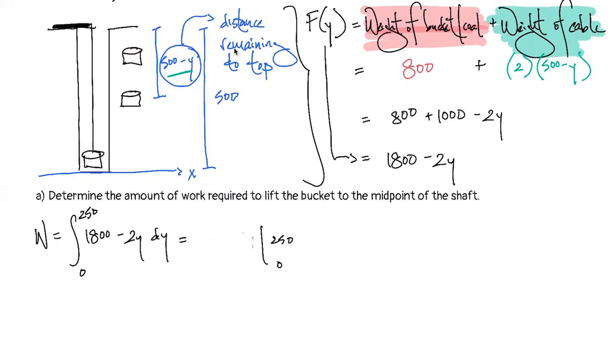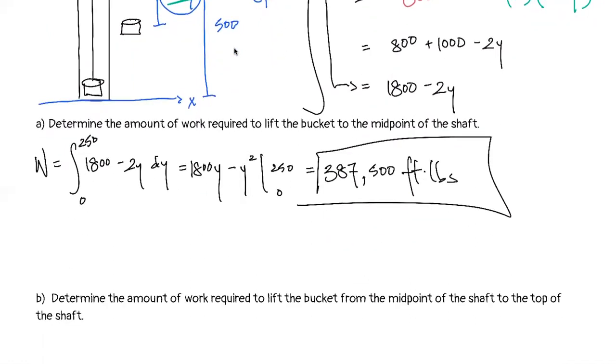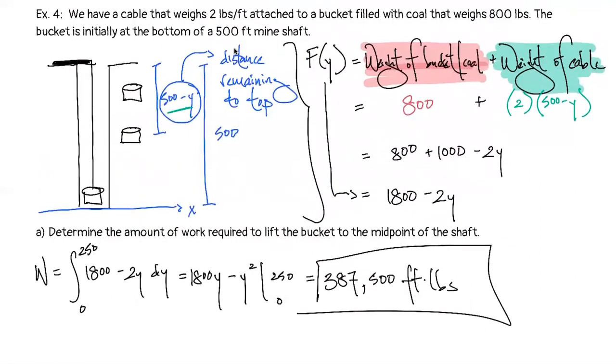So let's change this. We don't want 1,800, we want 1,800y. And we don't want 2y, that came from y squared, okay? And if you put this into the calculator, you should end up with 387/500 foot-pounds. Okay. Any questions about part A so far?